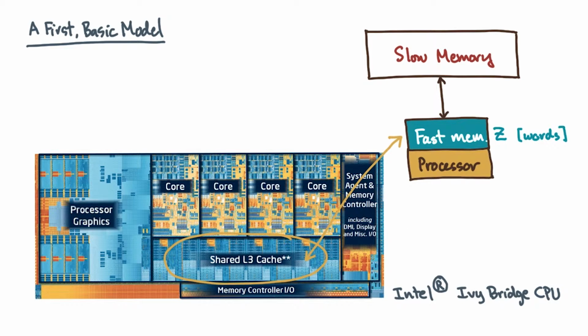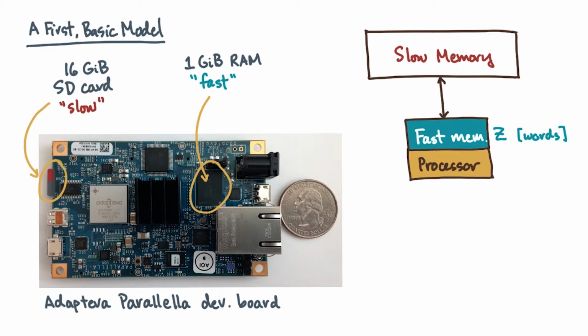Consider, for example, a real processor like an Intel Ivy Bridge multi-core processor. The fast memory might be, say, a last-level cache that sits between the slower main memory, not shown in the photo, and the processor. Or what about this example?